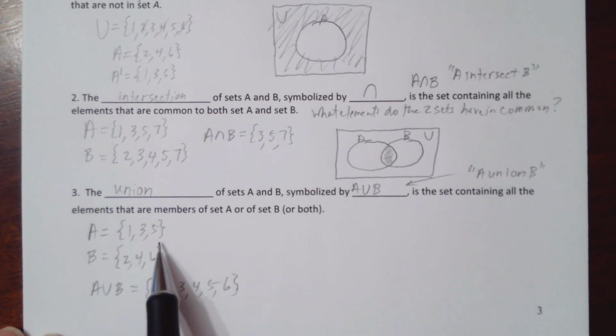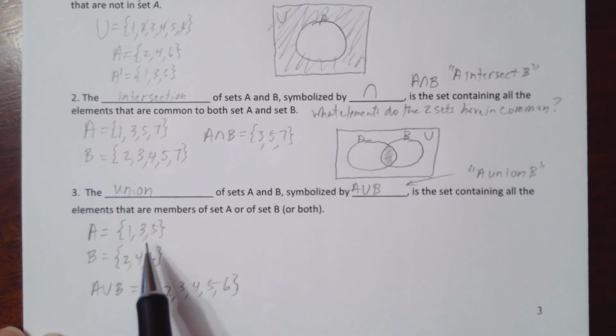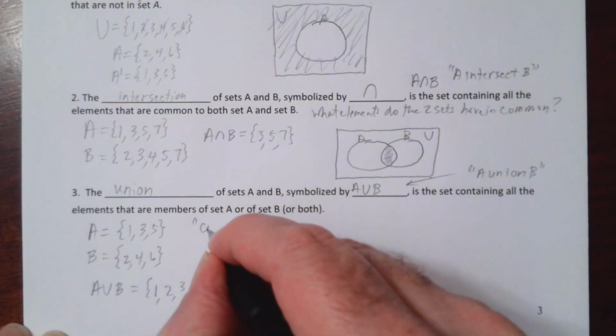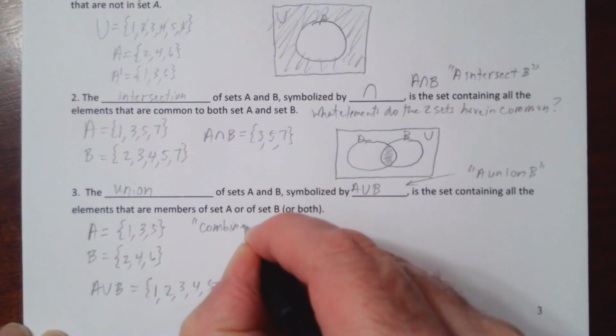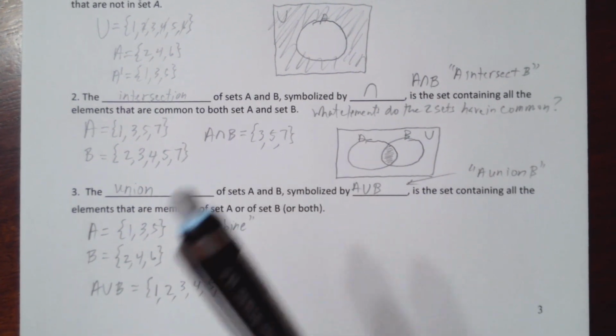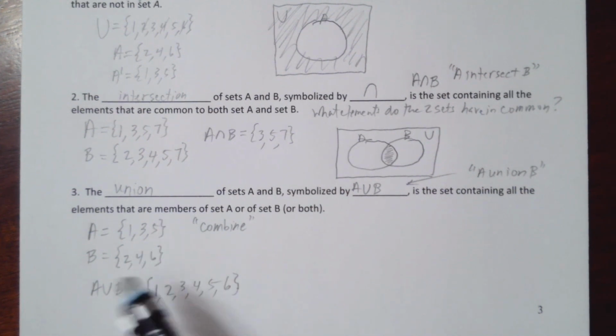So you have A is the set with 1, 3, and 5 in it. B is the set with 2, 4, and 6 in it. A union B includes all the numbers from the two sets. I always like to think of the word combine. You're basically combining everything from the two sets. But really what we have is everything in A, or in B, or in both.